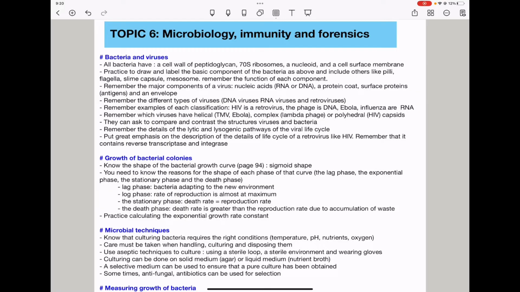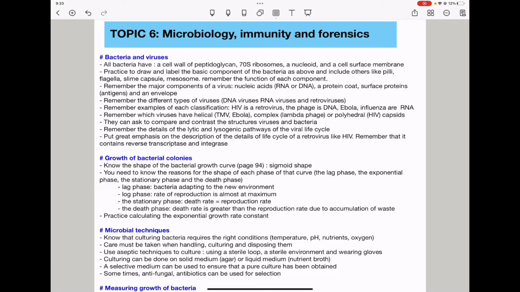Like I said already, some are DNA viruses, others are RNA viruses, and we have a special classification we call the retroviruses. Remember examples of each classification, like HIV is a retrovirus, lambda-phage, DNA virus, and then we have Ebola and influenza, which are RNA viruses. Please remember that some viruses have specific capsids that have specific shapes, like TMV and Ebola have the helical, some have the complex like the lambda-phage, as well as the polyhedral like we have in HIV. They could ask you to compare and contrast the structures of viruses and bacteria. Ensure you fully understand those.